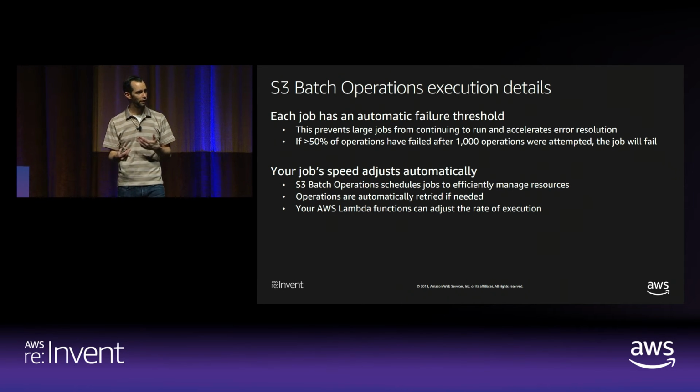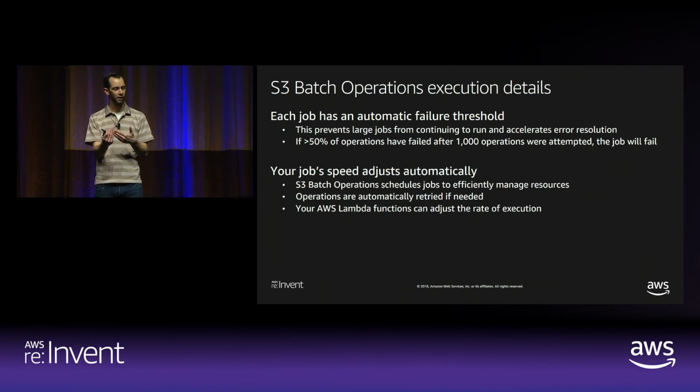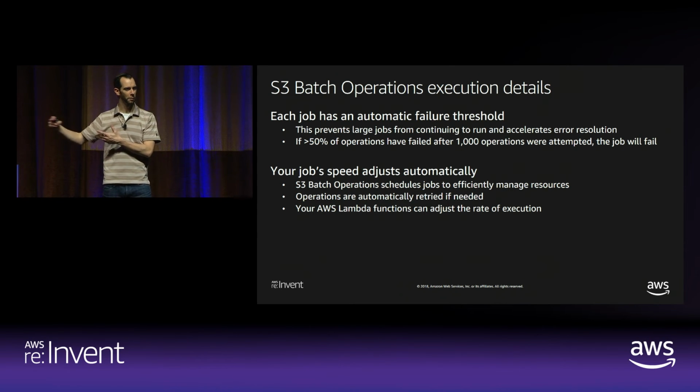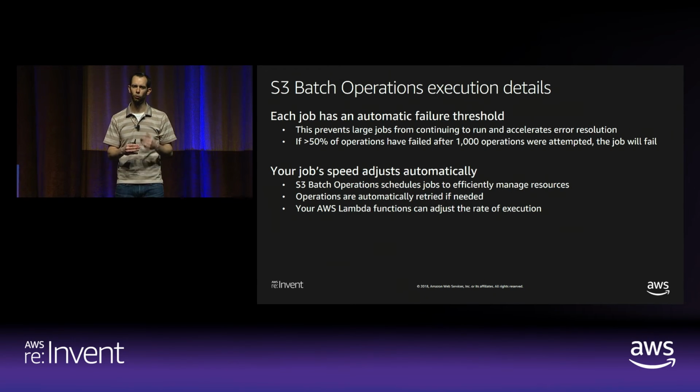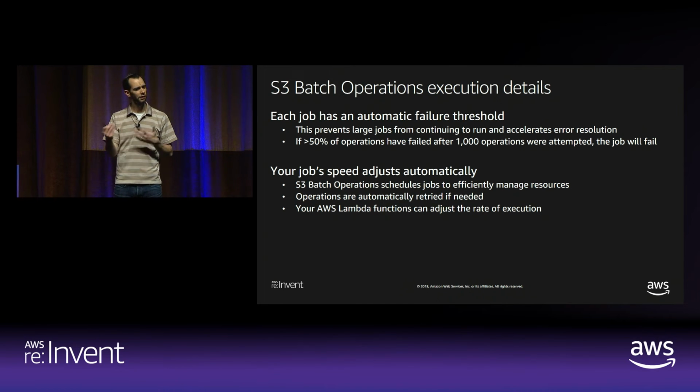Operations are automatically retried, so we're handling those retries at the batch operations level. It's not something you have to worry about. And then Lambda functions, because we're using the request-response version of Lambda functions, you can talk back to batch operations. So if something in your Lambda function is seeing a throttle downstream in maybe another service or another tool you're using, it can pass that feedback back to batch operations, and batch operations will slow the rate of execution of the Lambda functions to adjust to that, optimizing for whatever your footprint is and what's happening inside your Lambda function. So that's just built in.